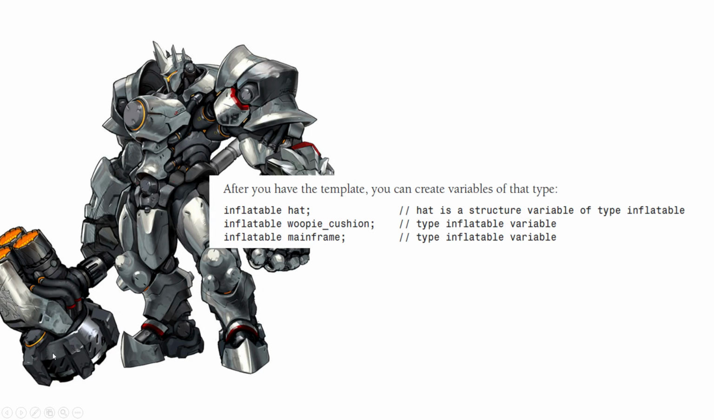Once you have that structure, so in this case, we create a new type called inflatable, you can now create variables that use that structure inside your program. So there are 3 variables here, one called hat, one called whoopee cushion, one called mainframe, which are all variables which use that new structure template. Okay.